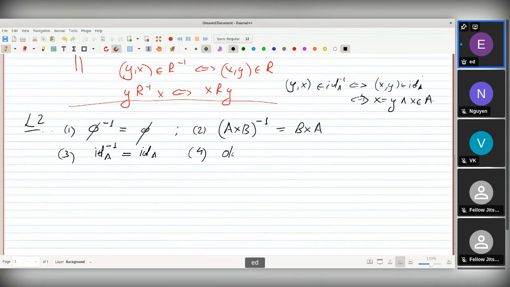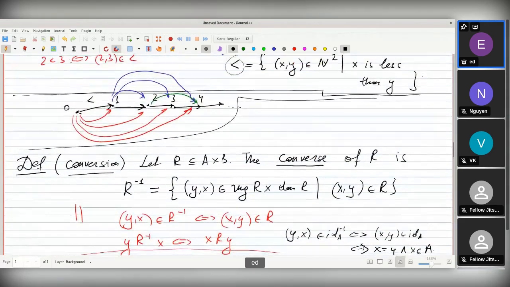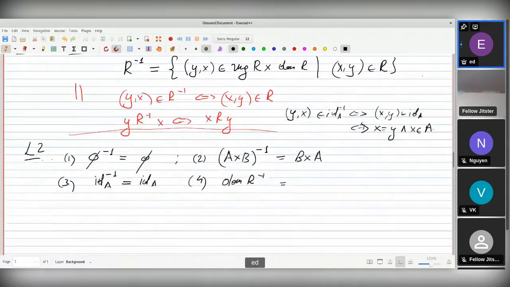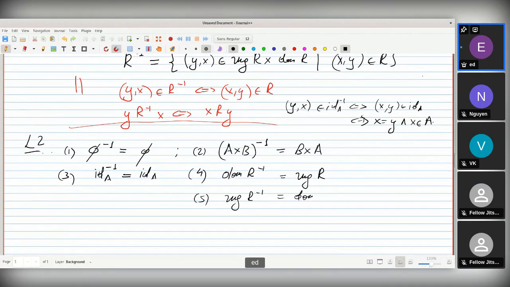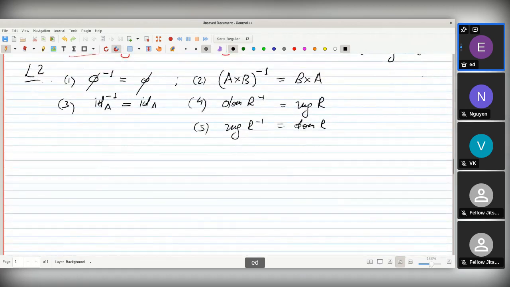And what do we get if we take the domain of the converse relation? What is it? The range of R. Similarly, the range of the converse relation is the domain of the original one. So it must be quite clear for now.